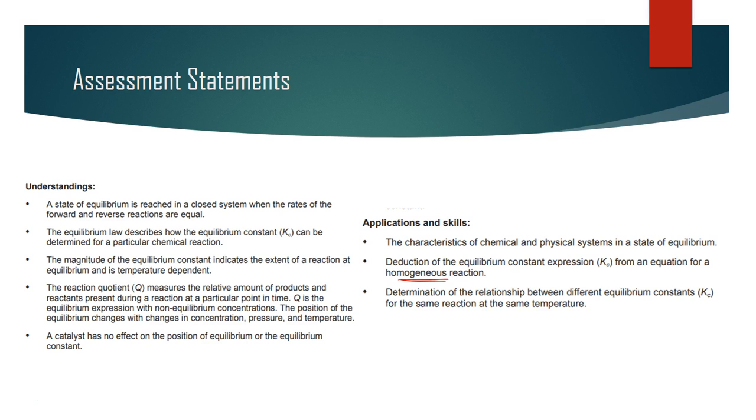So this is like what we've talked about in the past. All the reactants and the products would be in the same state. And then the relationship between different equilibrium constants for the same reaction, at the same temperature. So this is looking at the ways that we can manipulate the maths in terms of Kc.